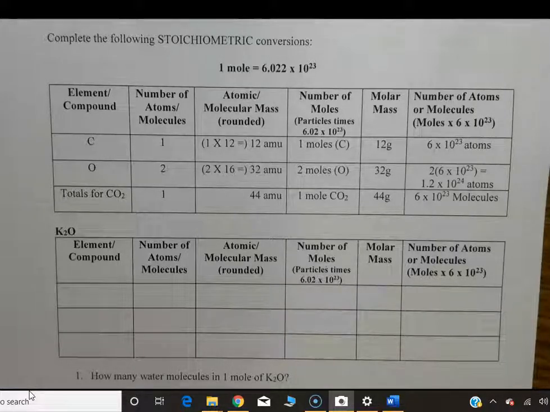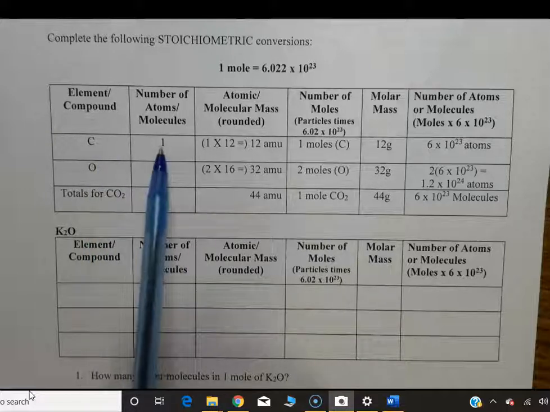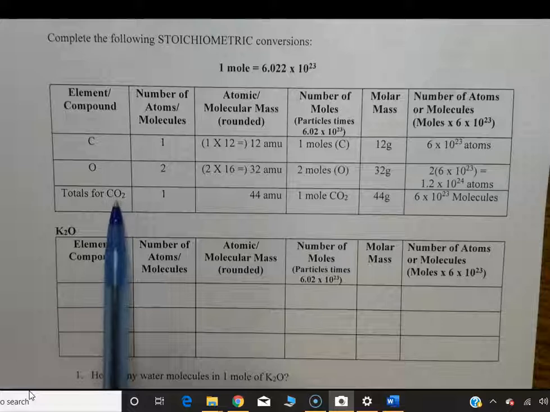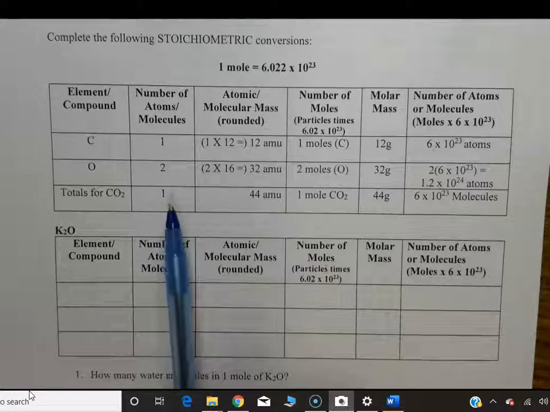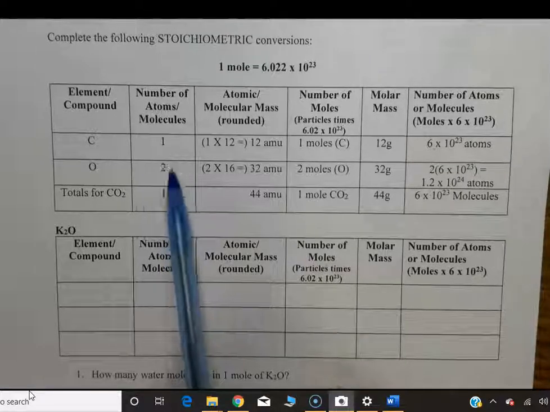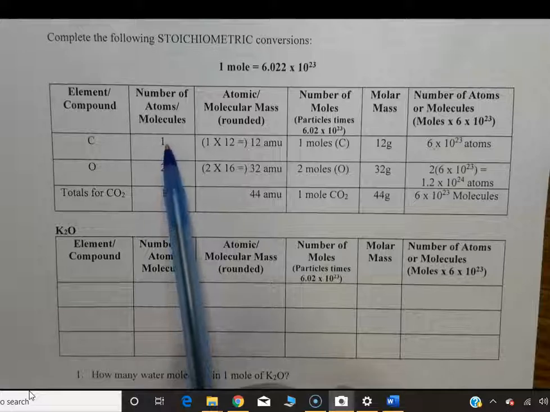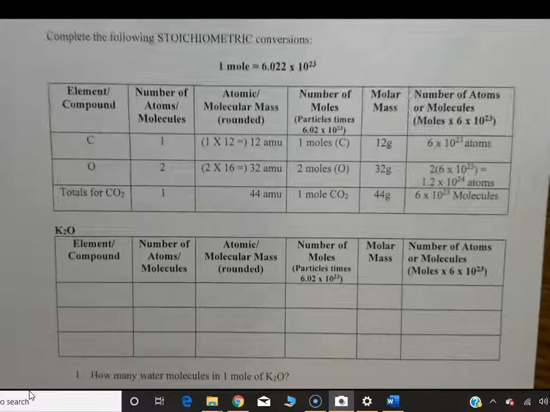Let's go back and talk about carbon dioxide. So let's review what we just did. We have 1 atom of carbon and 2 atoms of oxygen in CO2. So you put those 1 carbon and 2 oxygens together, and that gives you 1 CO2. Again, you don't add these numbers. When you build a motorcycle, it takes 2 wheels and 1 motor to build 1 motorcycle. So be careful, you're not adding the number of atoms or molecules there.